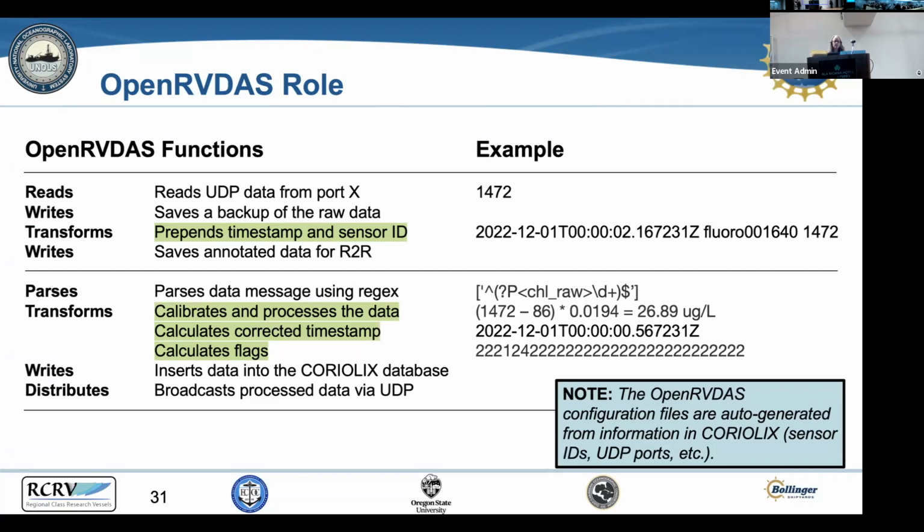I'm pretty sure the only files we are saving for you right now are the annotated files. So the annotated meaning it has the timestamp and the sensor ID in front of it. And then the rest of the data message is unchanged.